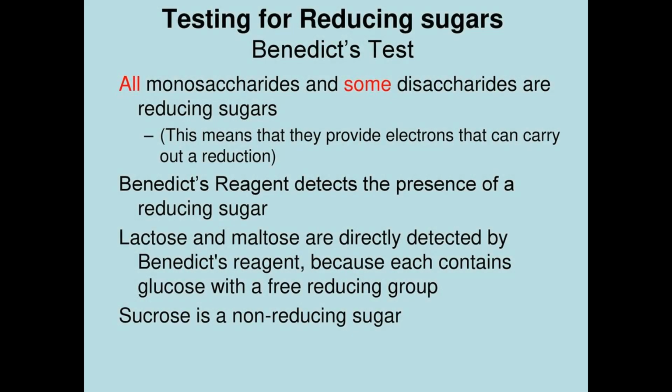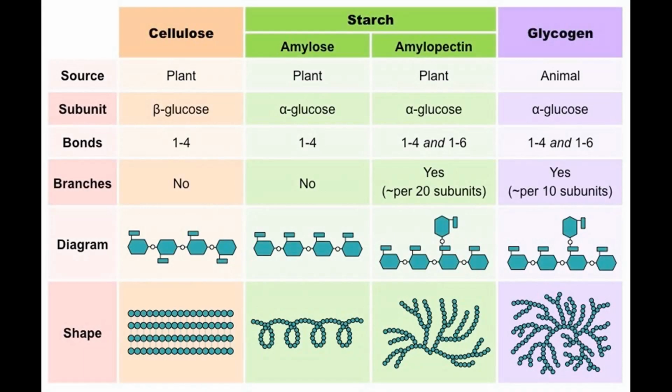All monosaccharides are reducing. All disaccharides except for sucrose are reducing. Glycogen and starch are formed by the condensation of alpha-glucose. Cellulose is formed by the condensation of beta-glucose.